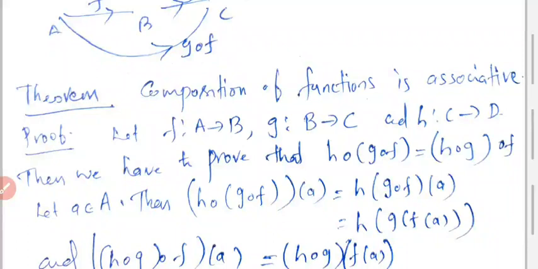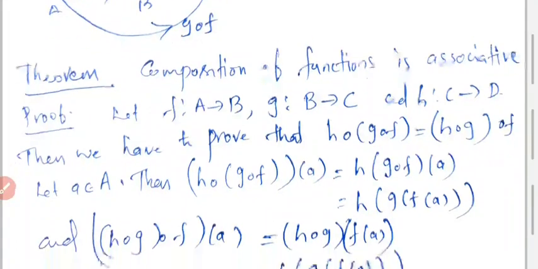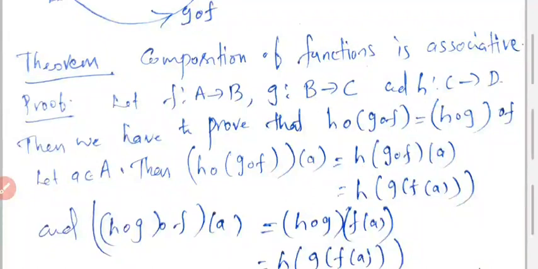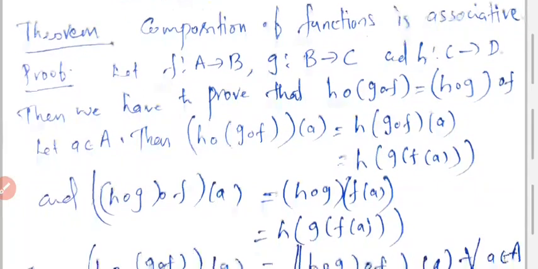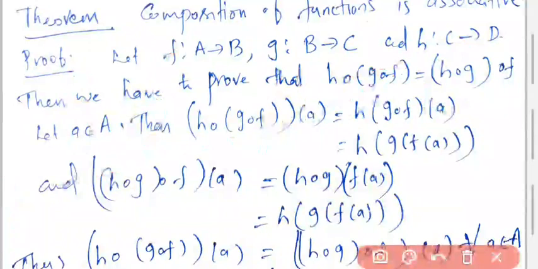Then we have to prove that h composite (g composite f) is equal to (h composite g) composite f. So, I have taken an element a from capital A and I have shown that h composite with g of f, its image is what? h of g of f of a. Similarly, we have proved that (h composite g) composite f has as image h of g of f of a, which is the same as h composite (g of f). So it is associative.